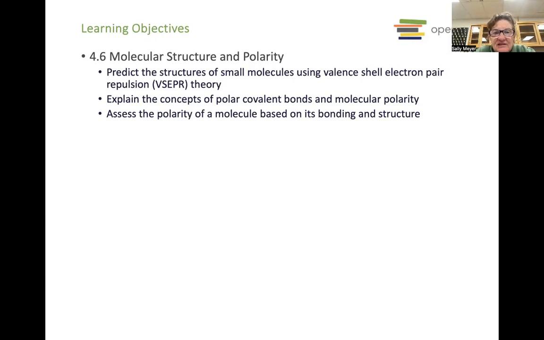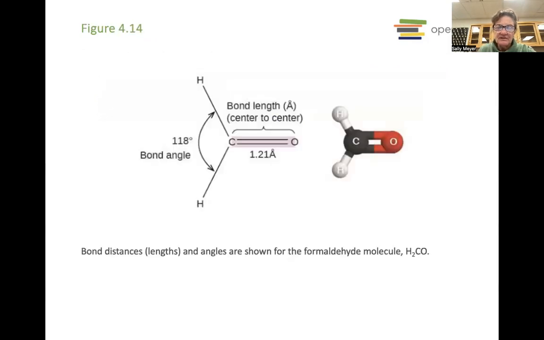So we're going to explain the concepts of polar bonds and molecular polarity, and we're going to assess the polarity of a molecule based on its bonding and structure. So when we look at formaldehyde, we can see from experiment that the bond angle between the hydrogens is about 118. The bond angle oxygen carbon hydrogen is a little bit bigger. Oops, they don't give you that angle. Well, you could add it up. It's a little bit bigger. The bond length between the carbon and the oxygen is 1.21 angstroms.